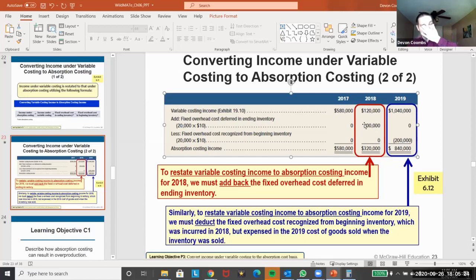You match the expense to the period that revenue is recognized, and you recognize revenue when it's earned or when we sell the inventory. And so we defer it here, and then it'd be expensed here. And that's why we get a difference in income based on if we produce more than we sell or we sell more than we produce. So understand these inverse relationships.